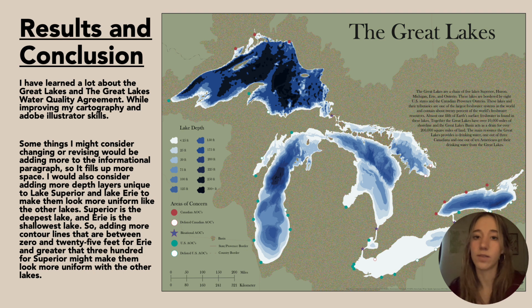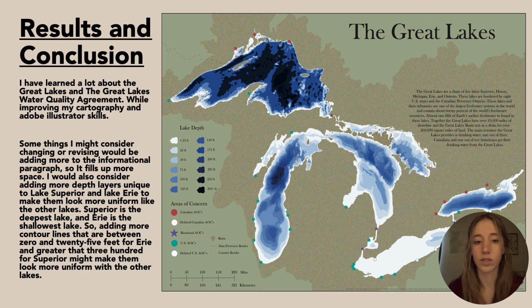Since the borders are not very important, they are very light brown and can be barely seen, which was the idea when making them. The areas of concern points are bright colors like red, teal, and purple because those colors make them more noticeable on the dull background. The points were made fairly small because I did not want them to distract the reader from the lakes.